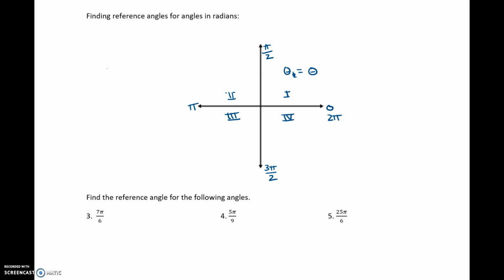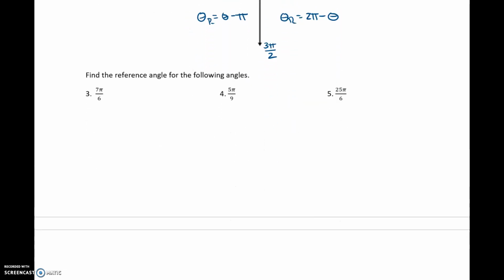If it's between a half pi and 1 pi, in order to find your reference angle, you're going to say pi minus theta. If it's in quadrant 3, it's going to be between pi and 3 pi over 2. So to find that reference angle, you're going to say theta minus pi. And last, if it's in the 4th quadrant, it's between 3 pi over 2 and 2 pi, and to find your reference angle, you're going to say 2 pi minus theta. So let's look at some examples.